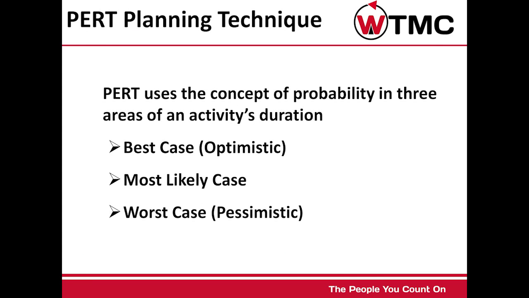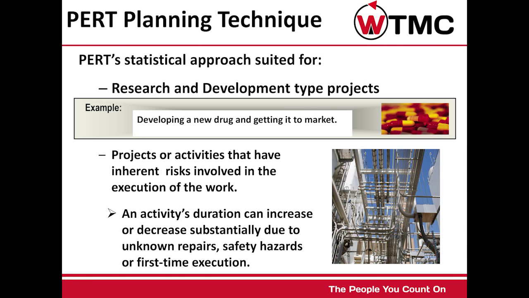PERT uses the concept of probability in three areas of an activity's duration: best case, which is optimistic, most likely case, and worst case, which is the pessimistic. PERT's statistical approach is suited for research and development type projects. An example is developing a new drug and getting it to market.